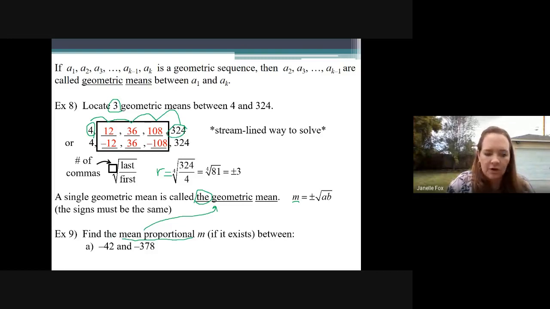Now, does this one work? Part A? Yeah, because both of these are negative numbers. So I'm going to take the square root of negative 42 times negative 38. I don't know if that works or not, but let's shove it in our calculators. And just like that, boom, we get it. It's actually 126. We need to put a plus and a minus because it is a number that will work for both of them.